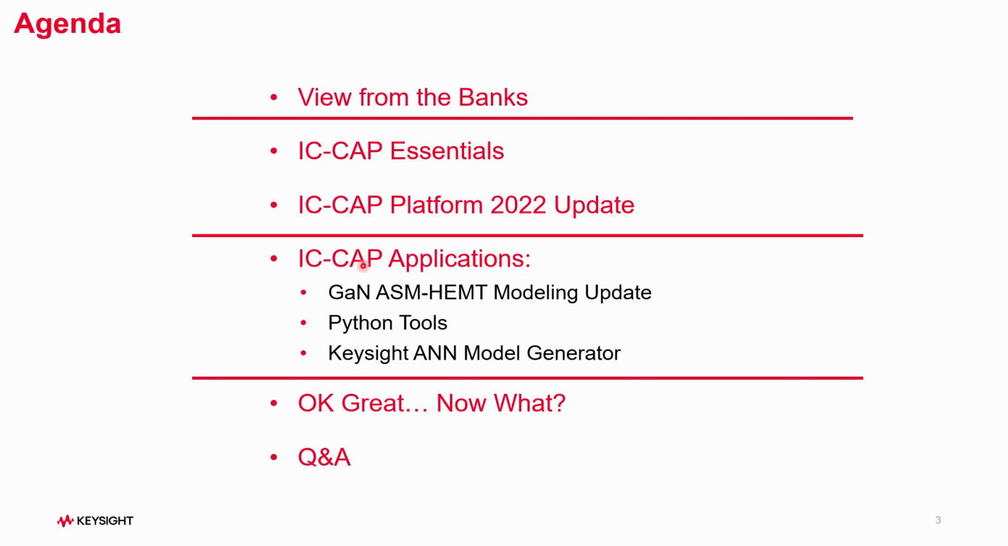And then we're going to take a third part, a deeper dive into ICCAP applications. We're going to look at GaN ASM HEMT modeling and what's been added there to increase the accuracy and to support the latest CMC model. We're going to look at Python tool integration for handling plots and big data. HDF5 we're going to show, and some of the power of the integration that's been improved there. And we're going to take a deeper dive on ANN modeling, neural network modeling.